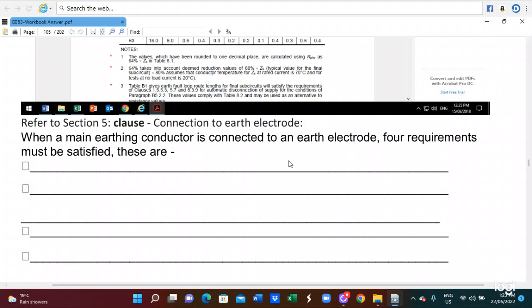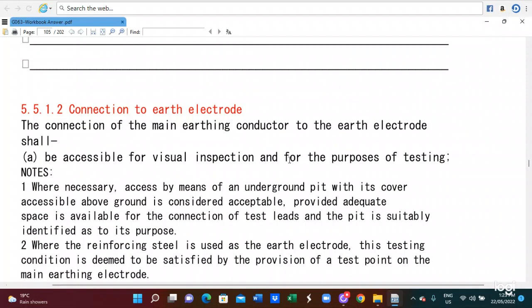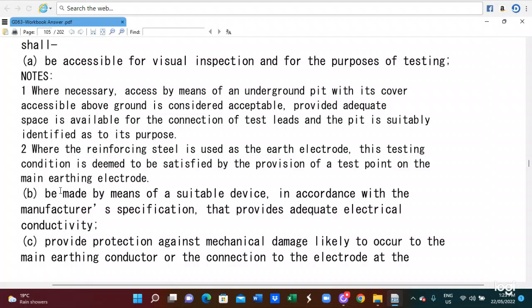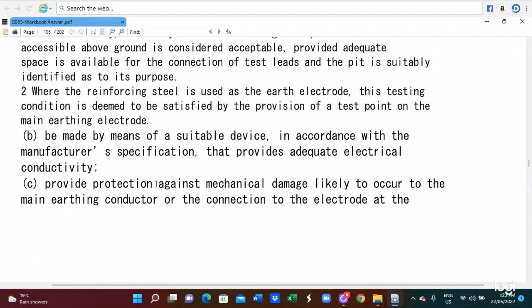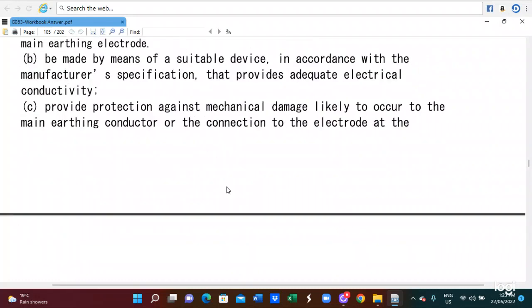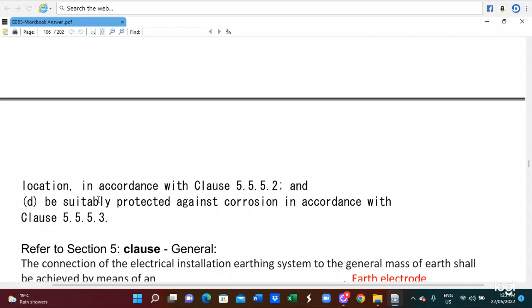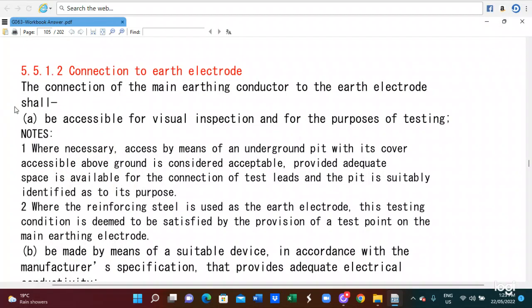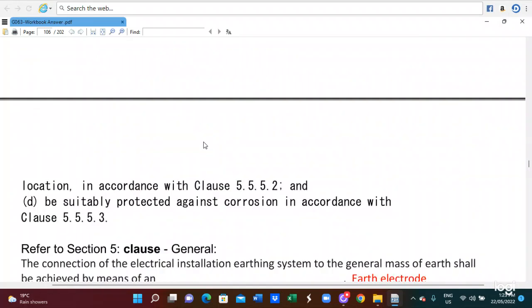Main earthing conductor connected to the earth electrode must be certified. These are the connections to the electrode. They must be accessible for visual inspection, made by means of a suitable device, protected against mechanical damage, and suitably protected against corrosion. So this is all expressed in 5x5x1x2, connection to the main electrode.